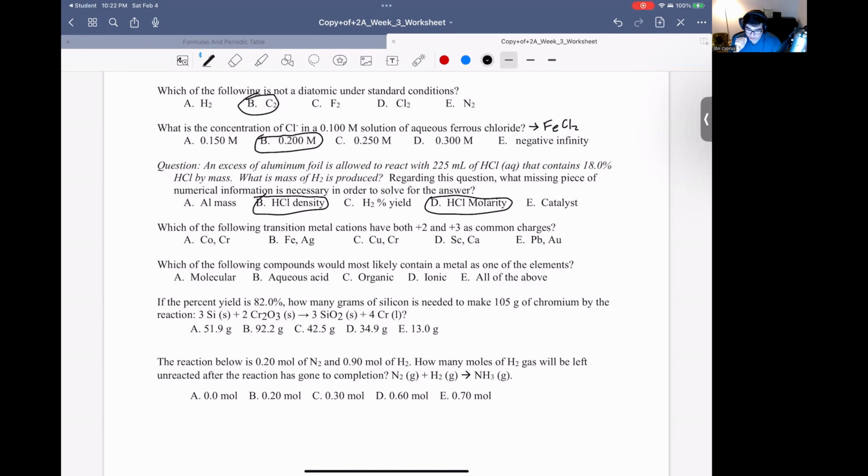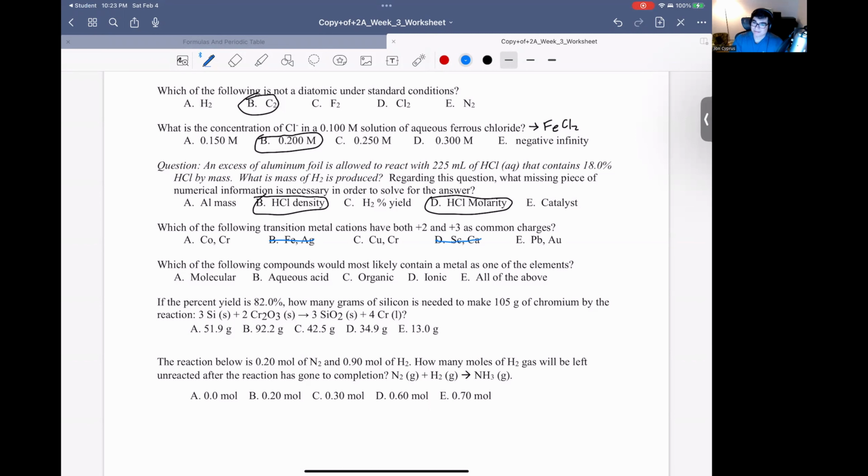All right, next is, which of the following transition metal cations have both +2 and +3 as common charges? So we have cobalt and chromium, iron and silver, copper and chromium, scandium and calcium, and lead and gold. So let's get rid of some of these. So silver does not have a +2 and +3 common charge. Silver is commonly +1.